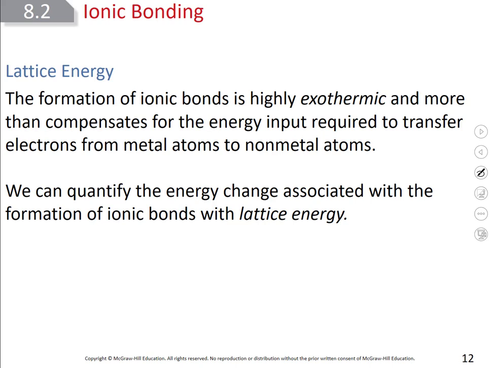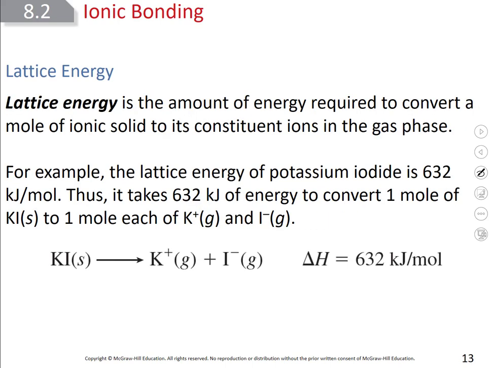So there's something else going on here than just ionizing the two ions and then bringing them together. So we're going to quantify these energy changes using something called the lattice energy. So the lattice energy is the amount of energy that would be required to convert 1 mole of an ionic compound into its individual ions in the gas phase. In other words, how much energy does it take to break apart an ionic compound?